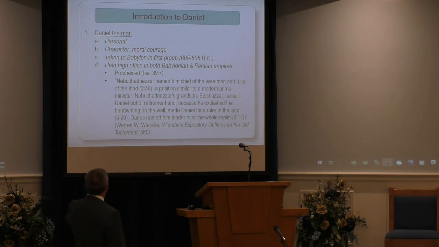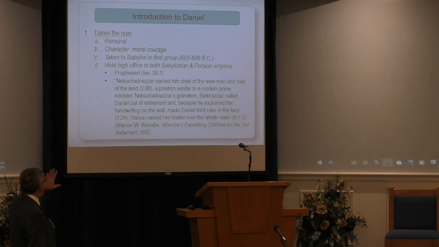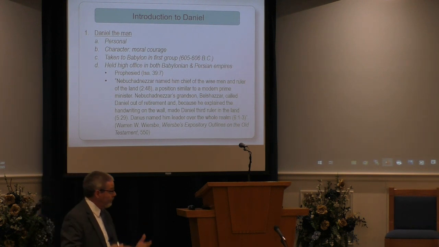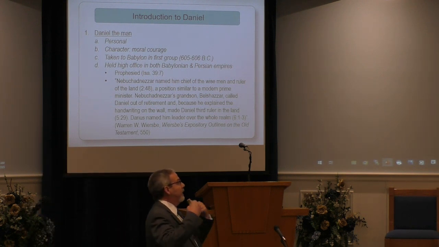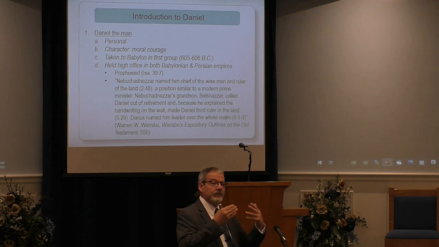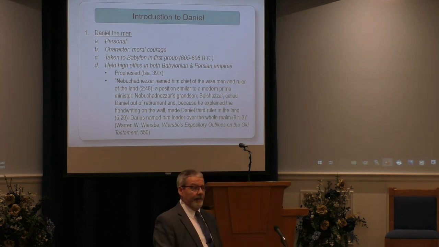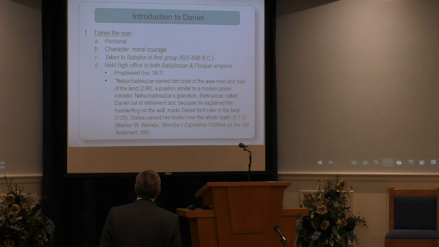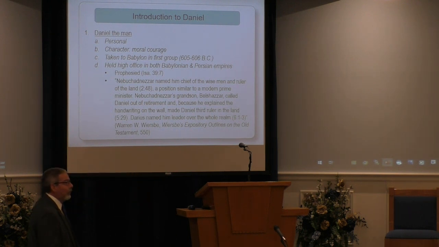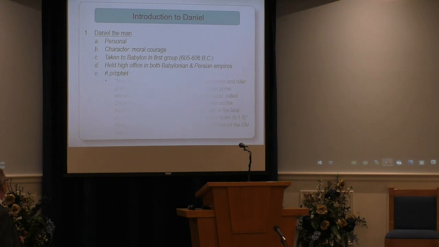I'm not going to read the quotation from Wiersbe, but he makes the point that Nebuchadnezzar made him ruler of the land. His grandson brought Daniel out of retirement, made him third ruler of the kingdom, and then the next administration, the Persians, made him a leader of the whole realm. Darius, the leader in chapter 6, made him leader. So in 2 different nations, though the same area, 3 different rulers made him high in position.